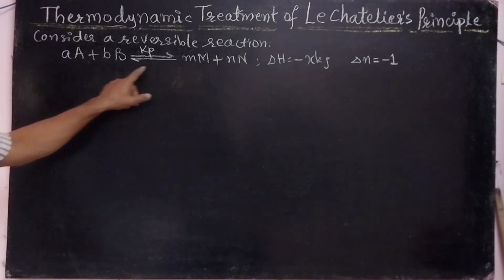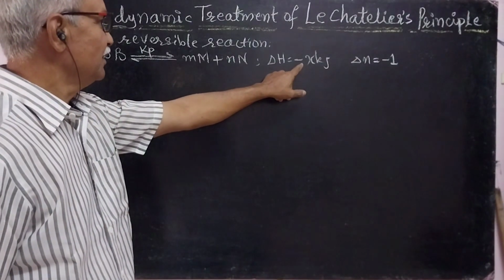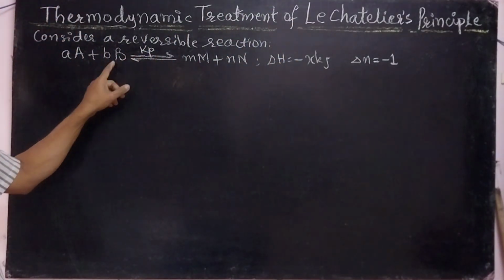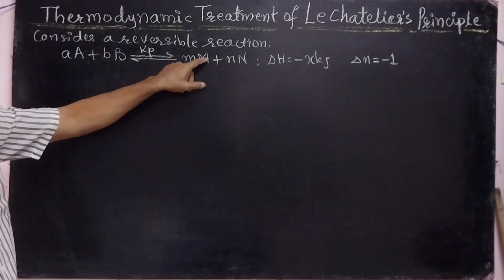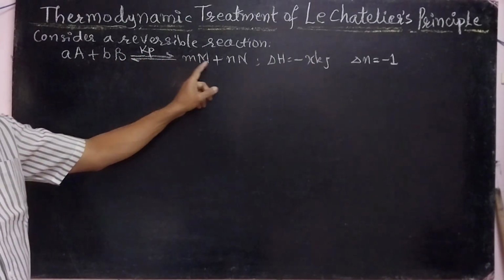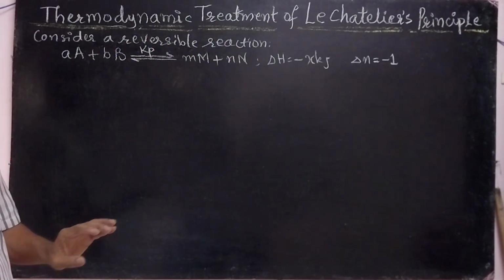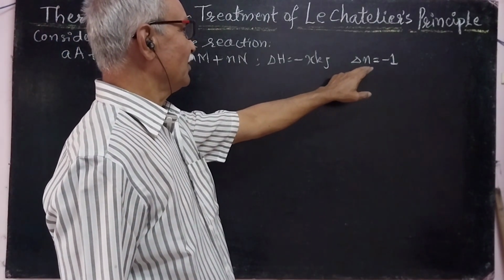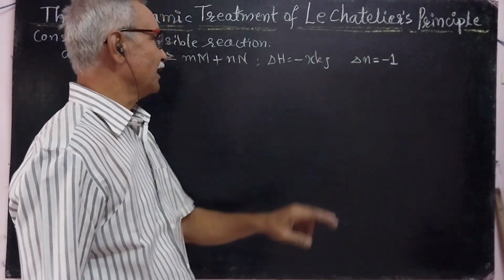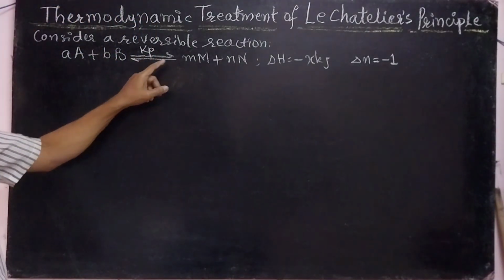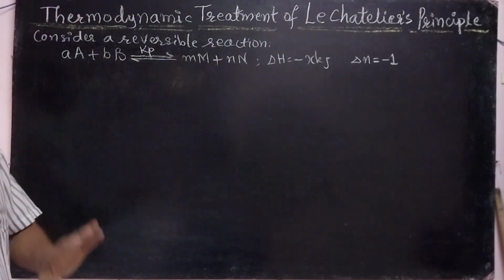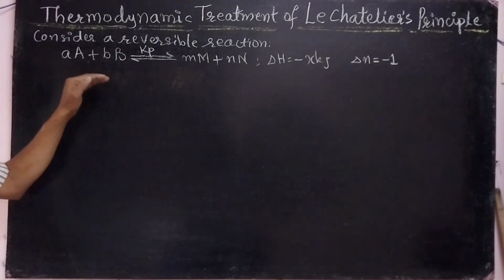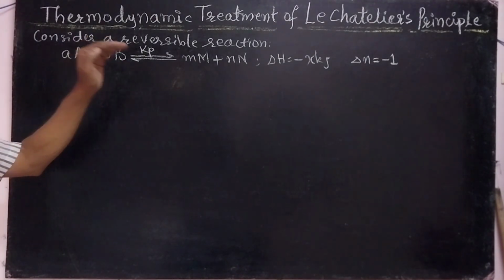For example, in this reaction, suppose this is an exothermic reaction, delta H is negative. Then, if the temperature is decreased, equilibrium shifts in the forward direction. And in another way, about the composition, if the number of moles of gaseous products is less than the number of moles of gaseous reactants, then with the increase of pressure, equilibrium shifts in the forward direction. In that way, the equilibrium is shifted in that direction in which the effect is nullified.